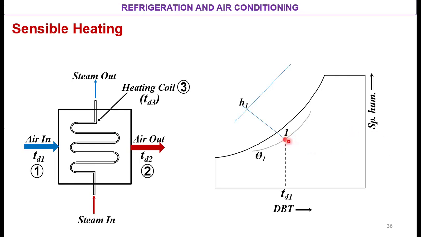So this is nothing but my point 1. At this point 1, let us say I know two psychrometric properties: the dry bulb temperature and the relative humidity. With the known values of the dry bulb temperature TD1 and relative humidity phi1, I will be in a position to mark the position of point 1 on the psychrometric chart. Once point 1 is marked, I can note down the enthalpy at point 1, H1. So the initial condition is represented. Now let us see the next point.